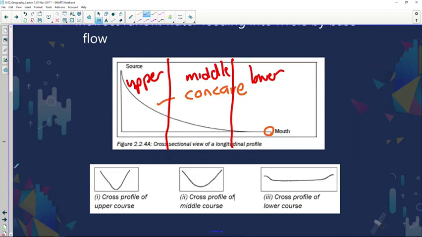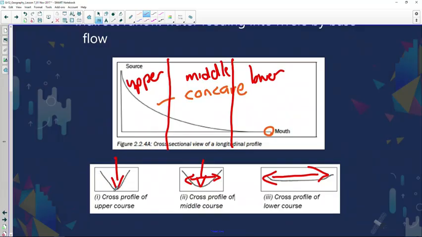Then obviously we look at our cross profiles. As you can see, that is your cross profile of your upper course. Why? Because of downwards erosion. This is your cross profile of the riverbed in the middle course because of lateral erosion and downwards erosion. And then if you look at the cross profile of the lower course of the riverbed, it's very wide. But very importantly, there's no erosion taking place, grade 12s, only deposition. So all of that material that's been eroded over there and over there is being deposited over there.